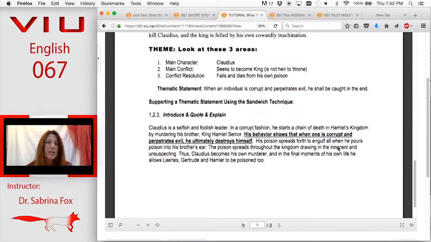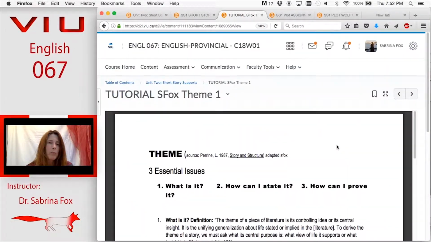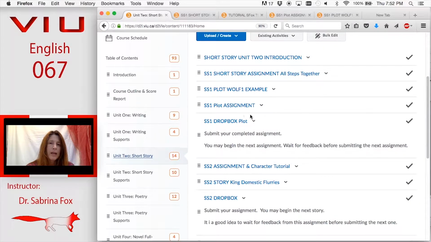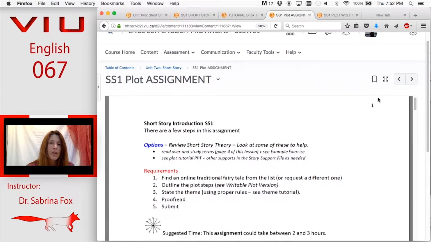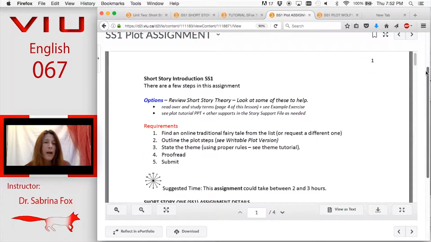Now the second thematic tutorial is in your supports file, and you probably want to have a look at that because it's got examples on there as well. Okay, so then the next thing that we want to do is look at the assignment that you have and how to do it. We can look at the assignment or we can look at the tutorial first. And I'm going to say, if I can find it, let's look at the assignment. So let's look at the assignment before we look at the tutorial, because in a way, that makes a lot of sense.